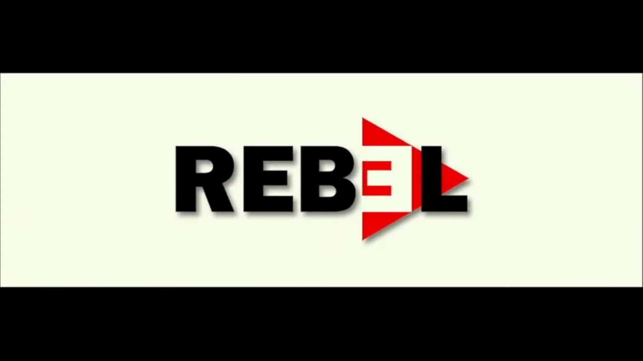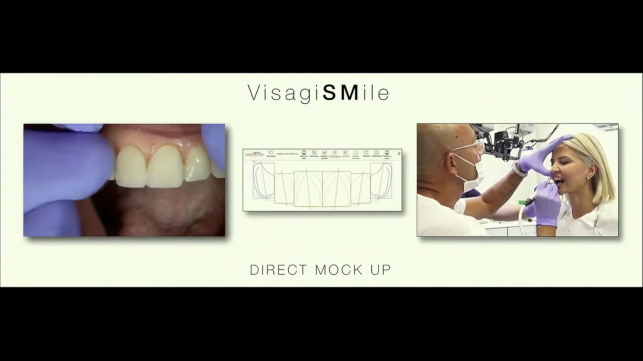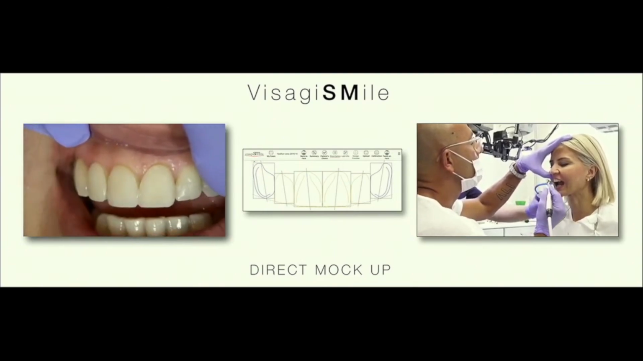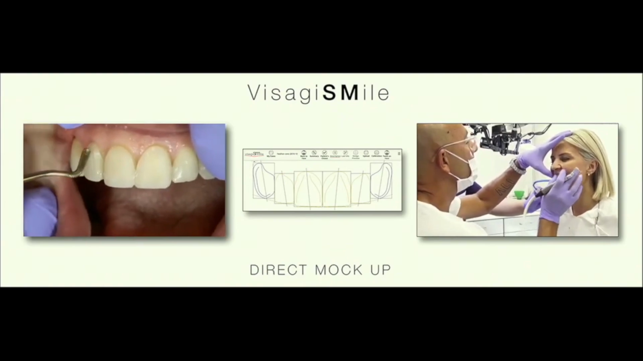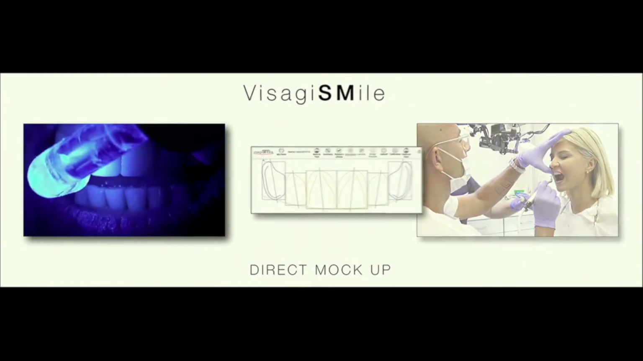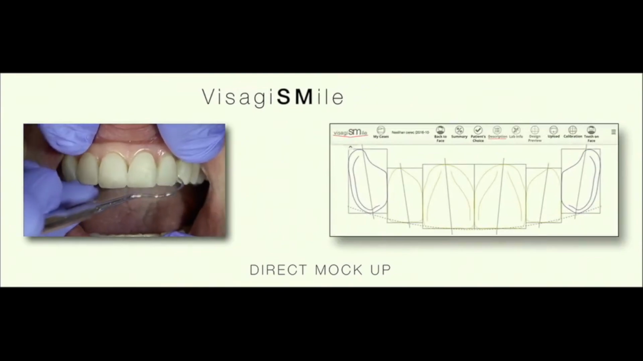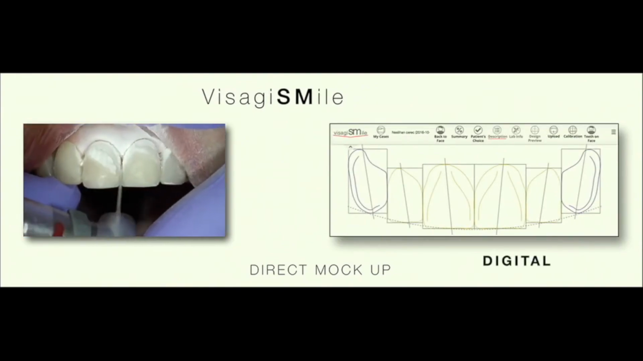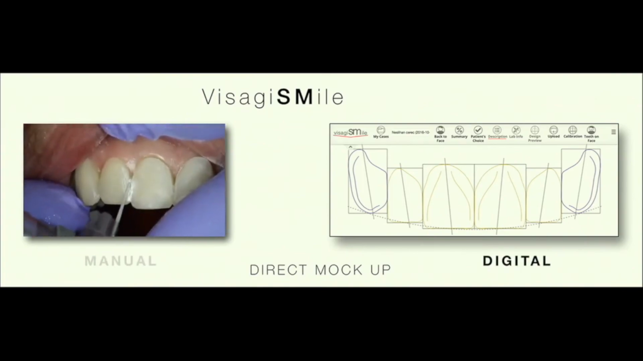Now, what is new? New is the Rebel. Rebel is the way we converted this Visage Smile into a very, very simple and easy form. Now, what was I doing until now? I was doing the direct mock-up, based on the design given to me by the software. Yet, even though it was digital, what I was doing in the mouth as a mock-up was pure manual.